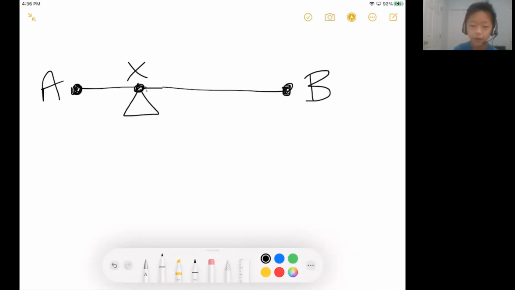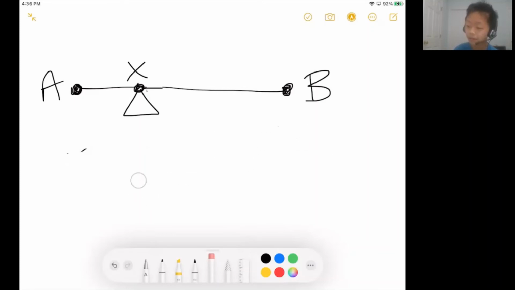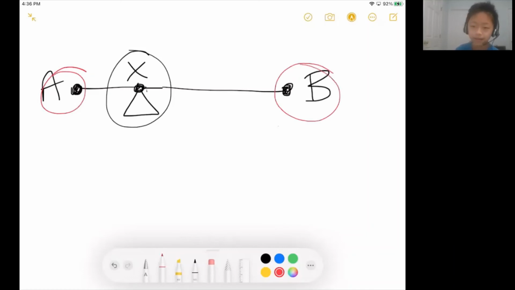We know intuitively, if point X, the fulcrum, was right in the middle, then if you have two people sitting on the two sides with the same weight, the seesaw is going to balance out. But if the fulcrum is not right in the center, then we might need to adjust the weights on the two sides to see how to make the seesaw balanced.